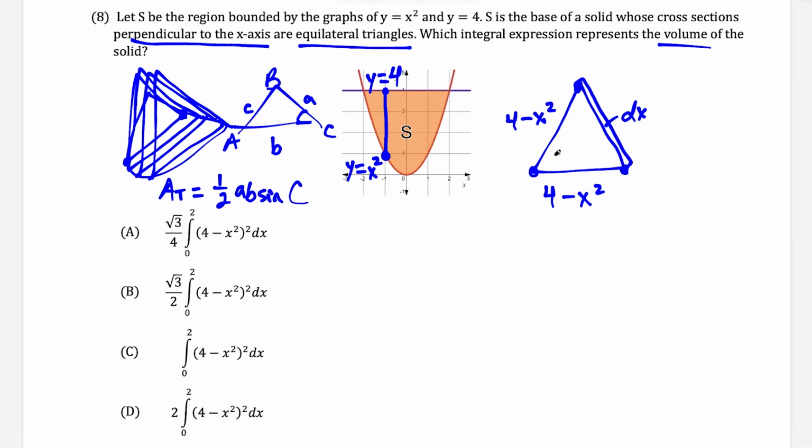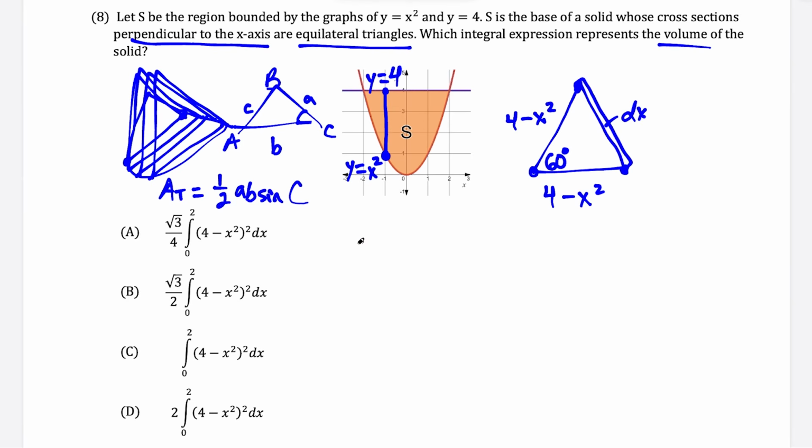So since this triangle is equilateral, each of these angles is 60 degrees. Okay, so I know we said for the AP test you want to be in radians the whole time, but I'll just put this in degrees for now because we're not actually going to use the calculator for this. We're just going to be using it like this, setup over here, to create our integral expression.